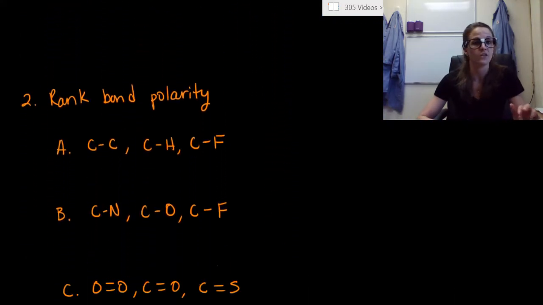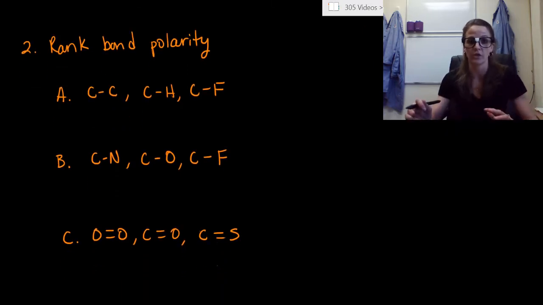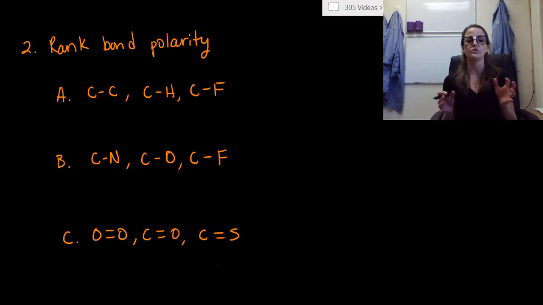Ranking electronegativity is always step one for ranking bond polarity. After you can figure out which is the more electronegative atom, then you can usually see whether there is a difference in electronegativity within that bond. So again, here we have three different groups. I want you to rank them from least to most polar. Go! Alright, did you get an answer? Hopefully you did, but if you didn't, that's okay.